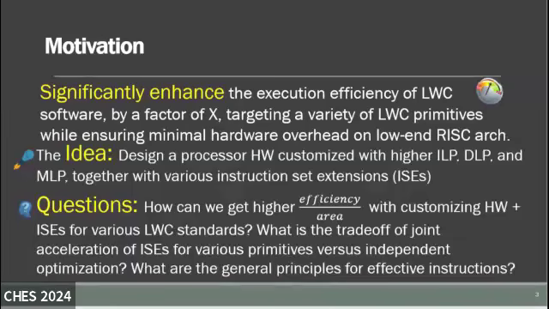The research and exploration we are presenting today began during the LWC selection process, between the second and the third phase. We found it interesting to explore how we can jointly improve execution efficiency across various LWC algorithms, and we believe that researchers in this field might find it interesting to explore the following questions. For example, how can we achieve higher performance by customizing hardware and instruction set extensions for various LWC standards? What is the trade-off between jointly accelerating instruction set extensions for various primitives versus independently optimizing them? And what are the general principles for effective cryptographic instructions?